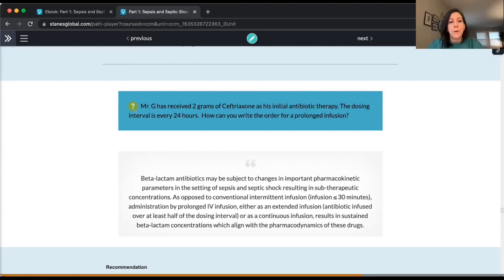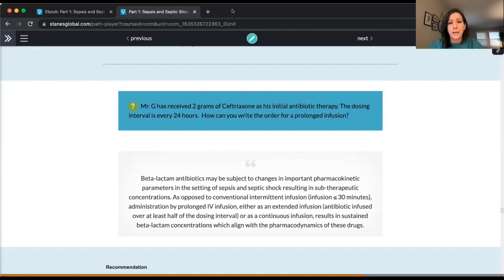So we have an example here. Instead of meropenem, Mr. G has received 2 grams of ceftriaxone as his initial antibiotic therapy. So that was the initial bolus. The dosing interval is every 24 hours. How can you write the order for a prolonged infusion?